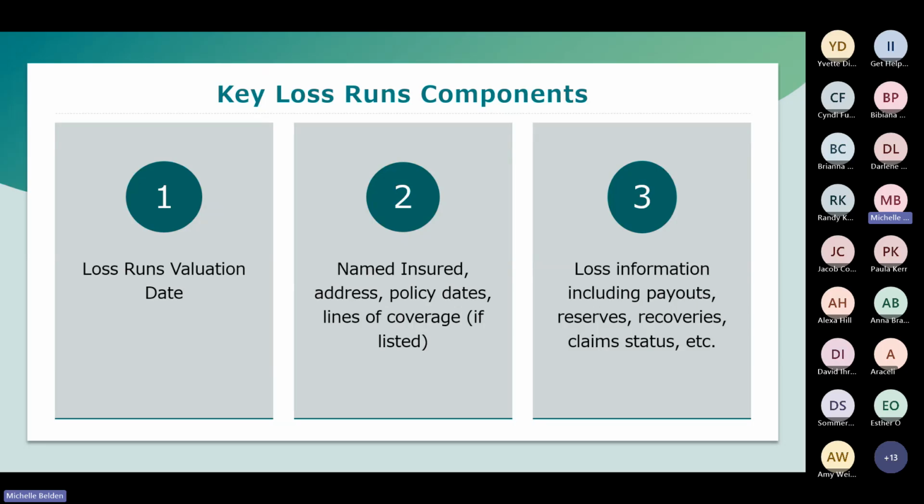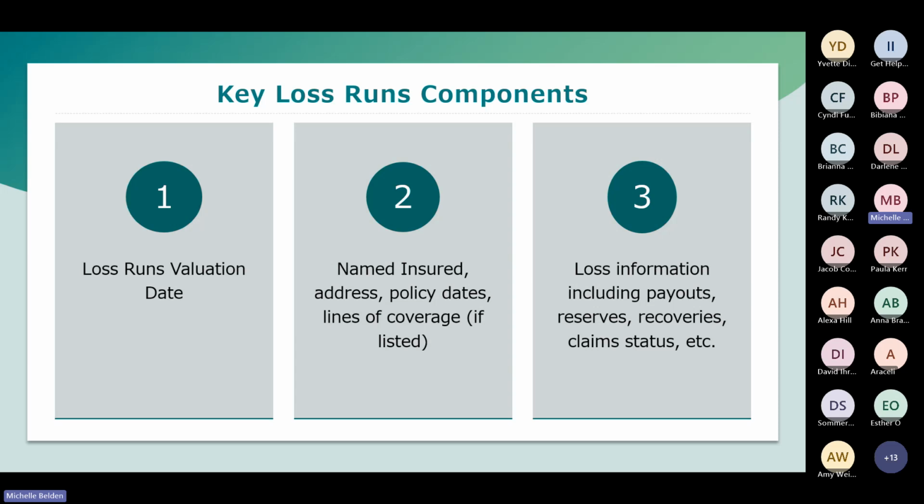And then other things would be loss information. So if they have had losses, you're going to generally see the payouts, if there's a reserve, if there's been recoveries, if the claim's open. Other things that could be on there would potentially be the claims adjuster. So just the information that actually gives us details about what occurred for the loss.